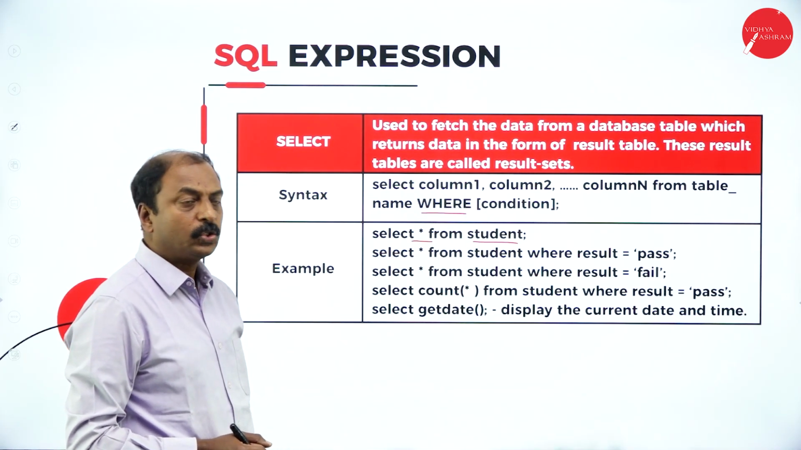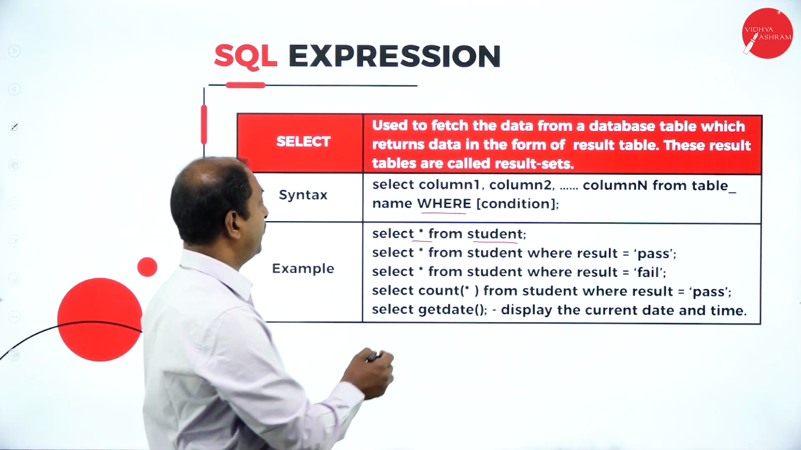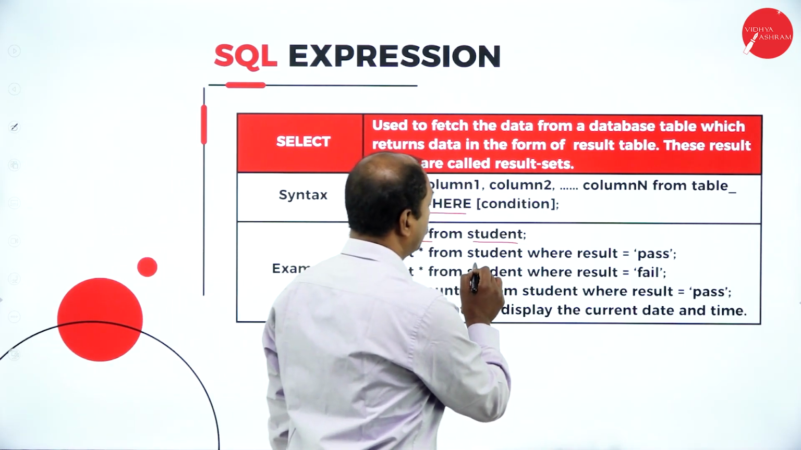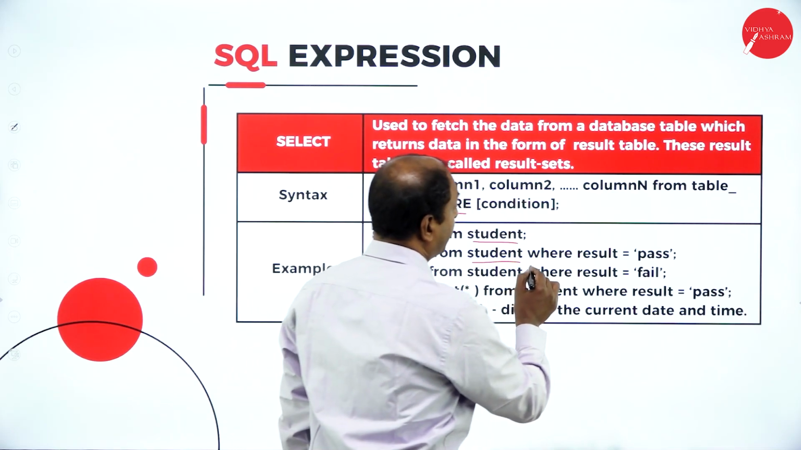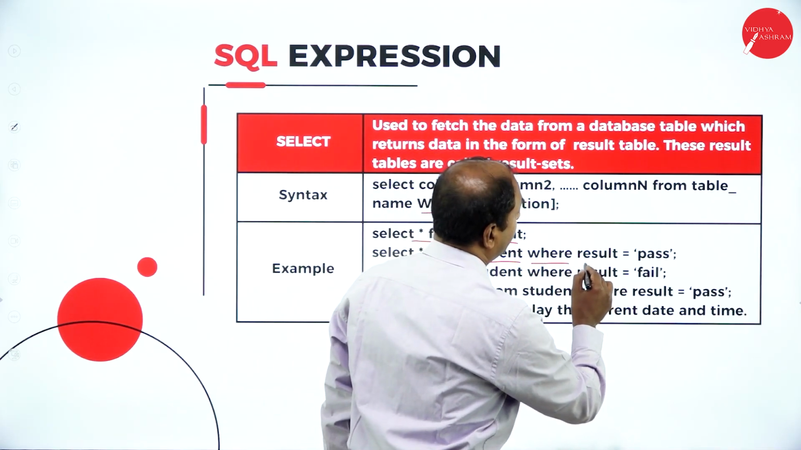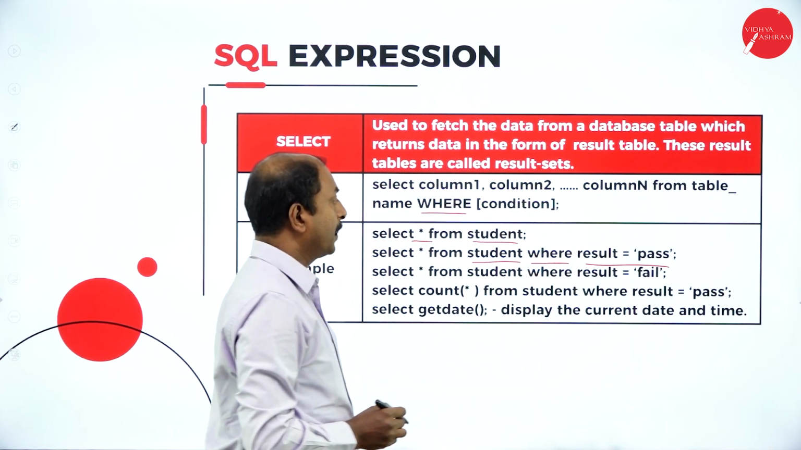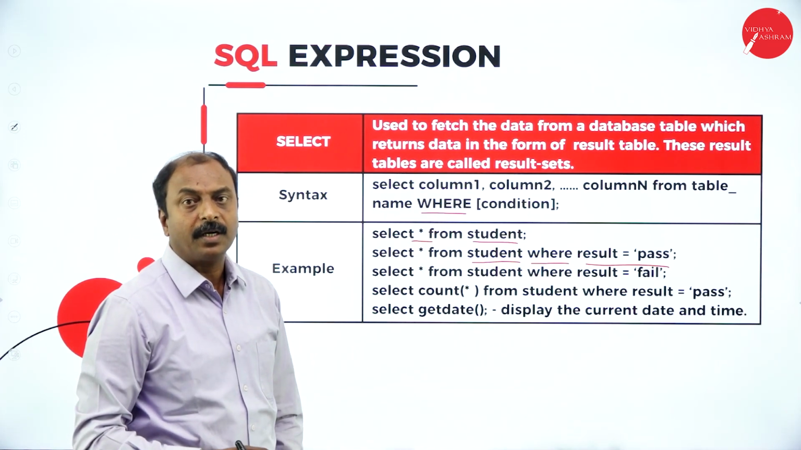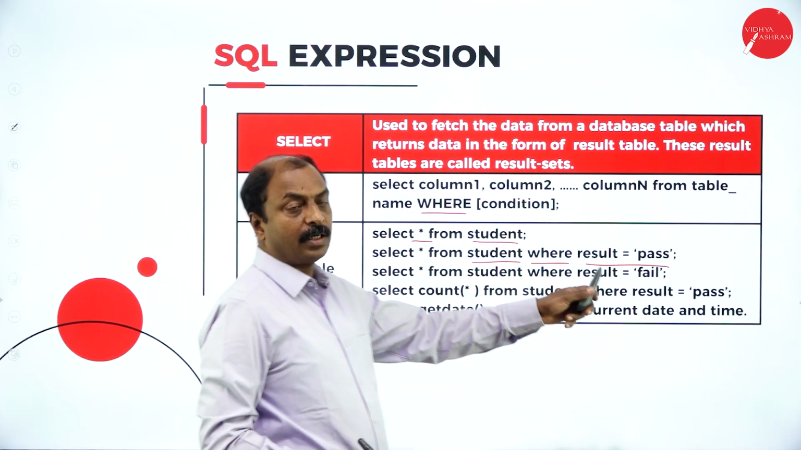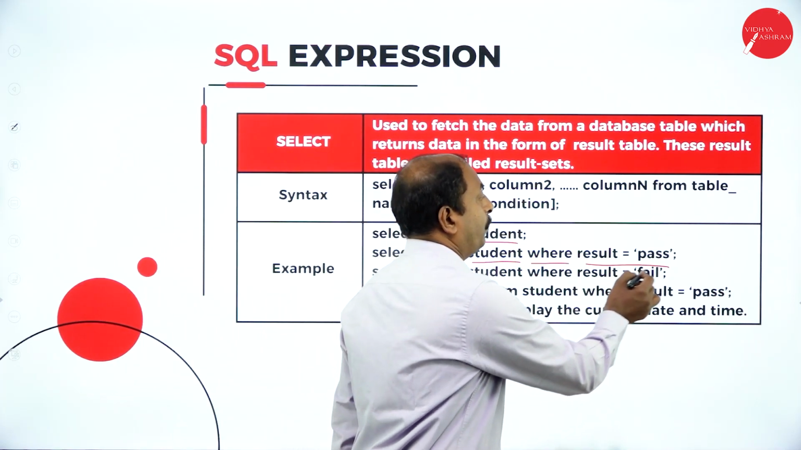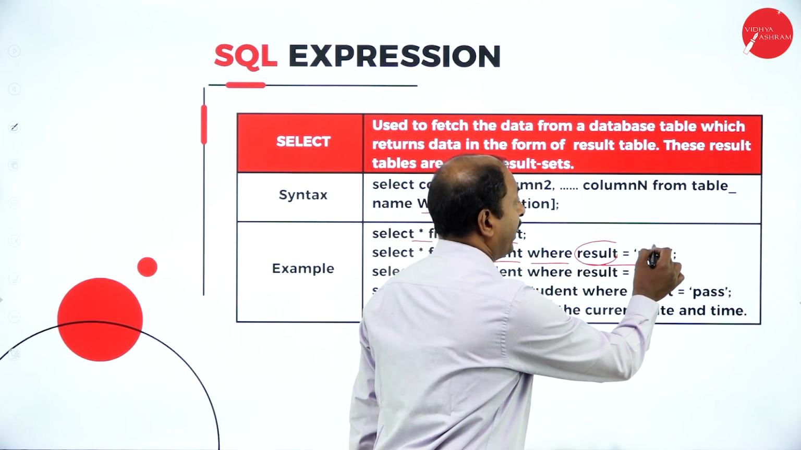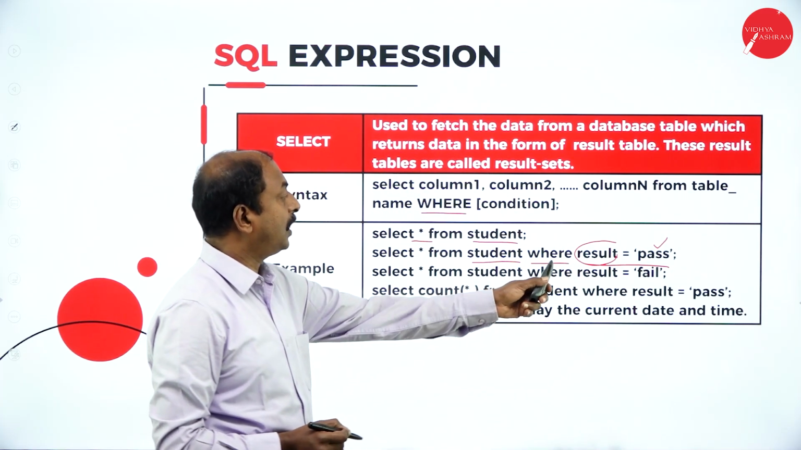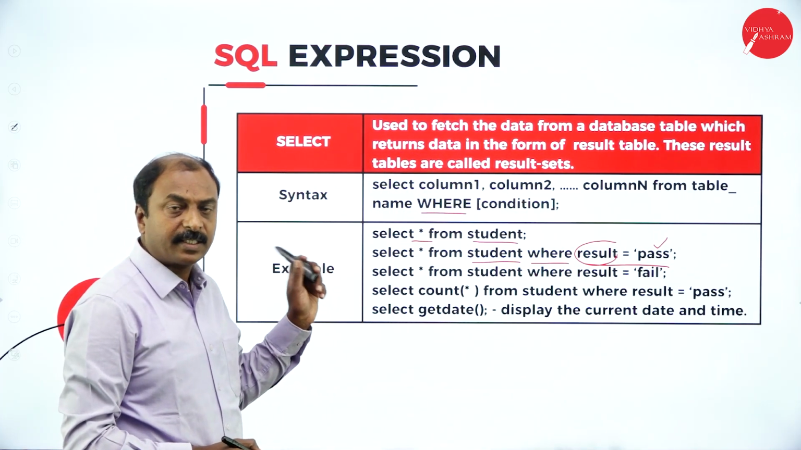from the table student. Similarly, select star from student where result equal to pass. Student is the table name, and this is the where clause. This is the condition, so with the help of this expression it is going to display or retrieve all the records where the result field has the value pass. This is how it works with the select command.